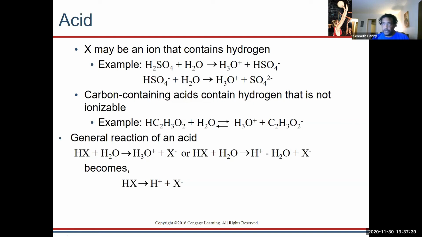These are some other examples here. This is where we have sulfate. Sulfate is called polyprotic, meaning it's able to give up 2 protons. It first gets rid of the very first H plus, leaving hydrogen sulfate. Then the hydrogen sulfate can be broken down further and give up its second H plus, and you end up with the sulfate ion. Are we good?